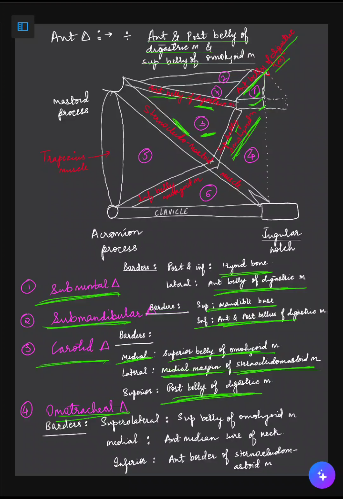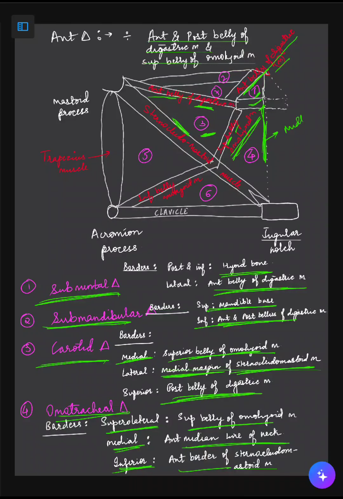Now next is the omotracheal triangle. The borders of this omotracheal triangle: superolaterally there is the superior belly of the omohyoid muscle. Medially, the anterior median line of the neck here. And inferiorly, the anterior border of the sternocleidomastoid muscle. See, just try to remember the diagram. If you remember the diagram, it is very simple to identify the triangles and their borders.